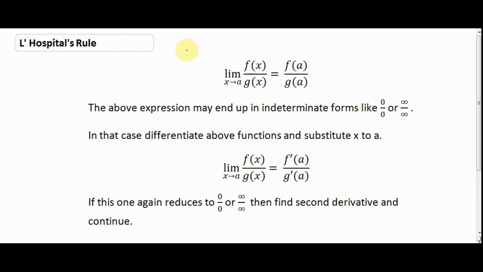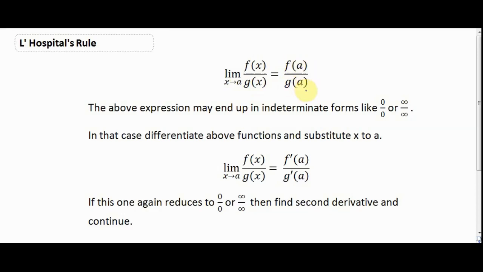Now let's have a look at L'Hospital's rule, the third method to find out the limit of a given function. Suppose we have a function defined as f of x by g of x, and if we are asked to calculate the value of the limit of this function at the point x equal to a, when we go for direct substitution, we will substitute x equal to a, so we will get the ratio as f of a by g of a.